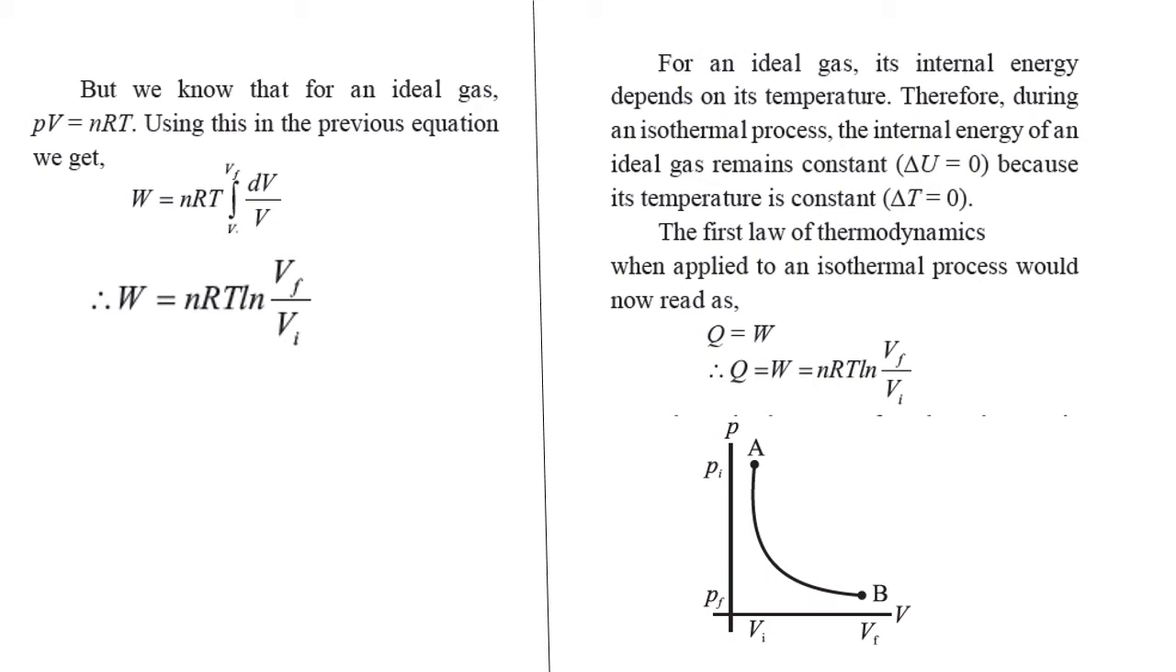For an ideal gas, its internal energy depends on temperature. Therefore, during the isothermal process, the internal energy of the ideal gas remains constant. That is, there is no change in the internal energy. So we can write delta U is equal to 0 at constant temperature. Substituting delta U is equal to 0 in the first law of thermodynamics, Q equals delta U plus W. As delta U is equal to 0, Q becomes equal to W. Therefore, Q is equal to W, which is equal to nRT log of Vf upon Vi. The graph shows the change in pressure with change in volume at constant temperature, known as the graph of isotherm.